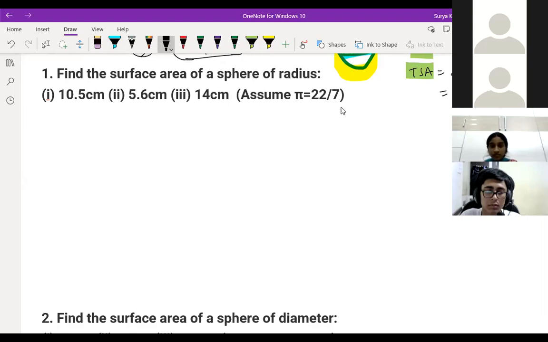So see, first question is find the surface area of the sphere. The surface area is nothing but, I'm just doing this one for you. Surface area of the sphere is 4 pi r square.